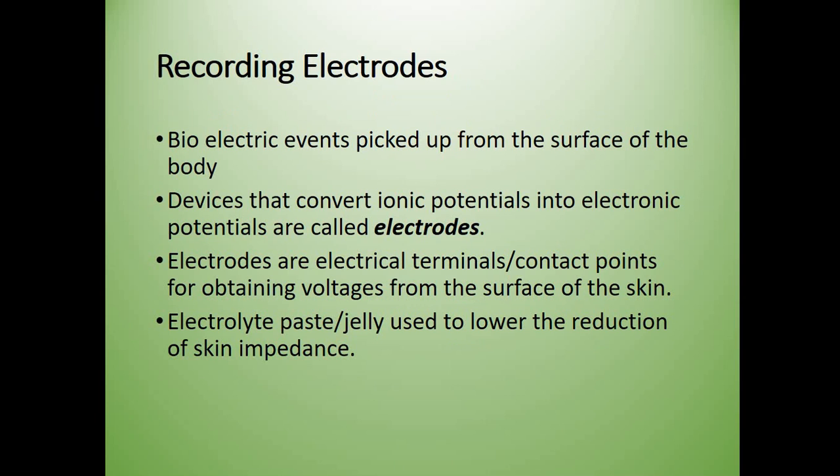Now, bioelectric events are picked up from the surface of the body, and the devices that convert the ionic potentials into electronic potentials are called electrodes. Electrodes are nothing but electrical terminals or contact points for obtaining voltages from the surface of the skin. And in between the skin and the electrode, there is an application of electrolyte paste, or more commonly called jelly, which is used to lower the skin impedance while acquiring the biopotentials.